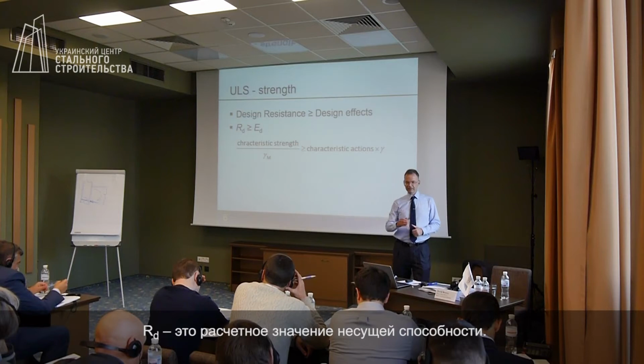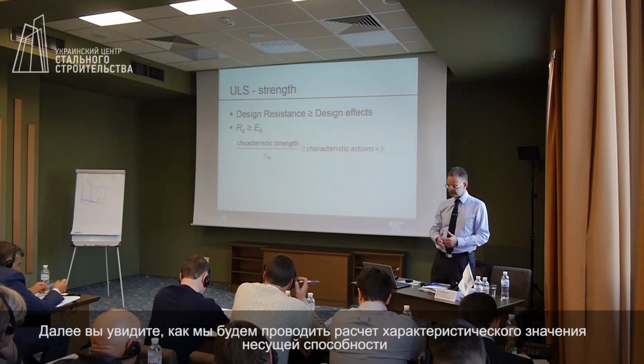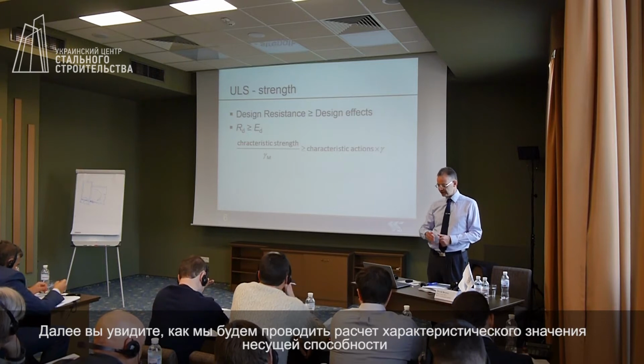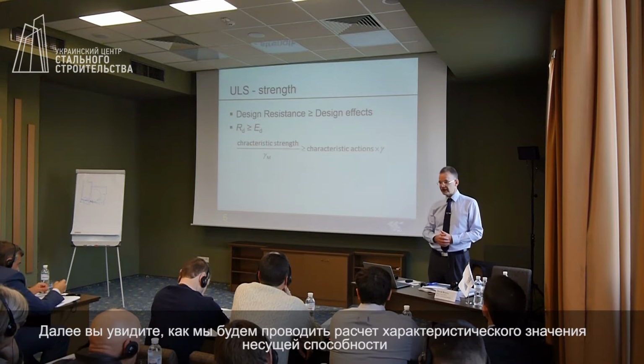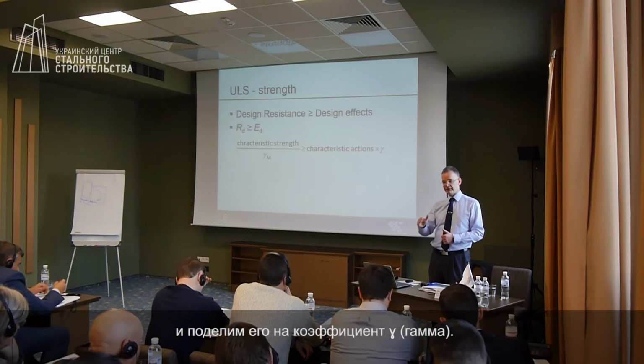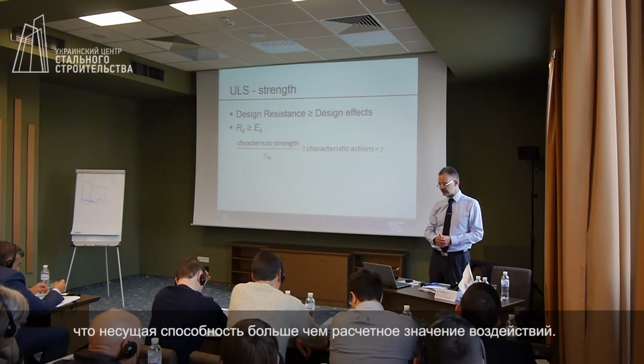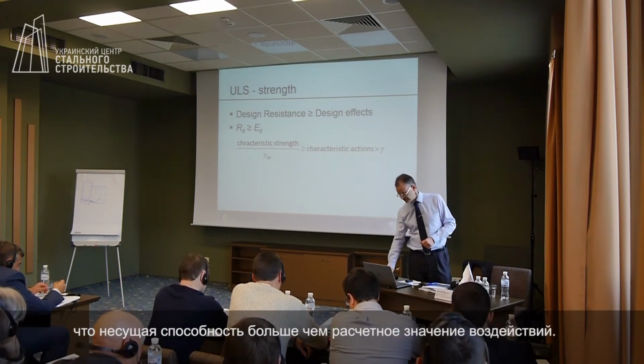RD is the design resistance. So generally, you'll see later on, we're going to calculate a characteristic resistance. Here I've called it characteristic strength. And then we're going to divide that by a gamma factor. And of course, we want to make sure that the resistance is greater than the design effect.